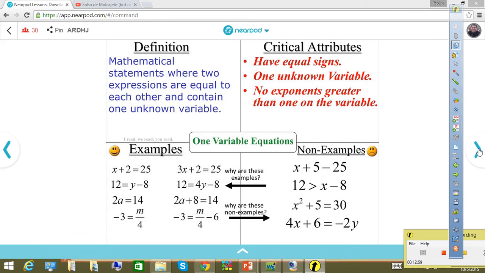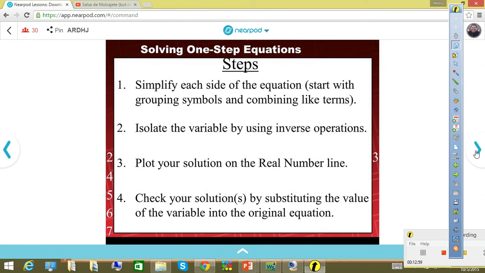So let's look at the steps that I gave you guys. I gave you guys 4 steps. Number 1, solve each side of the equation. Start with grouping symbols and combining like terms. Simplify each side. Step 2, isolate the variable by using inverse operations. Step 3, plot your solution on the real number line. And step 4, check your solution by substituting the value of the variable into the original equation.